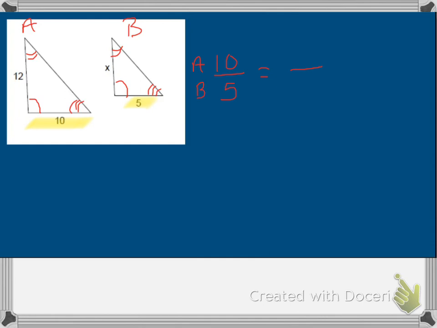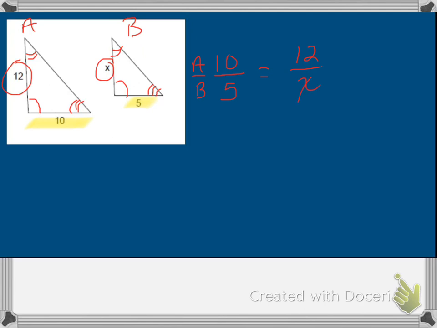On the second ratio that I set up, I'm going to keep it the exact same way. I'm going to make sure that I have the length of the leg of triangle A on the top and the length of the leg of triangle B on the bottom. So triangle A, this side is 12, and that's my missing side. So that's the one that I want to use.